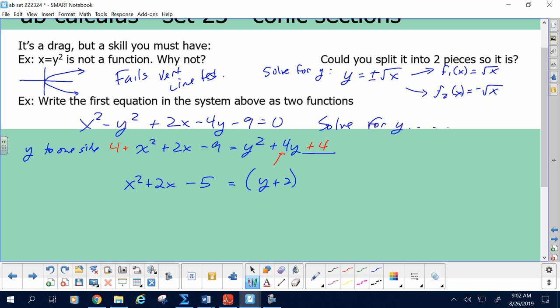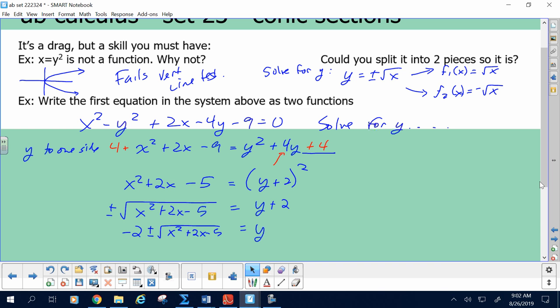y plus 2, squared. The reason is now you don't have a mixture of powers. It's all one big square, so we can square root. y plus 2 is, when I square root it, plus or minus the square root of x squared plus 2x minus 5. So at the end of the day, y is, move the 2 over, negative 2 plus or minus the square root of x squared plus 2x minus 5. Now I went kind of fast. Are you with me? Let's verify we did that well, shall we?